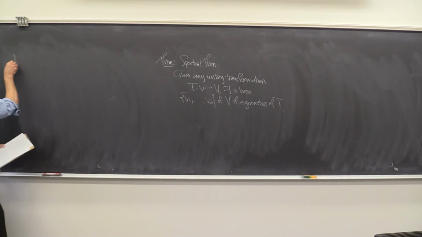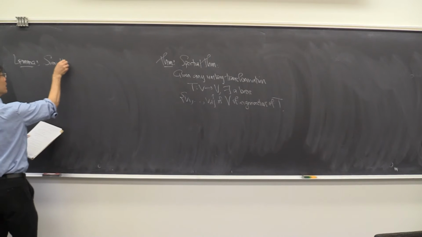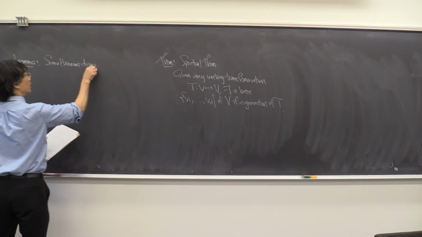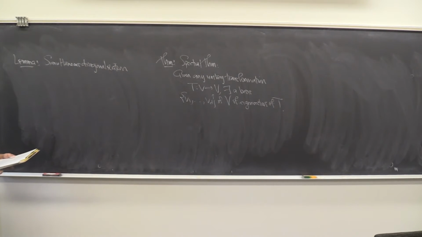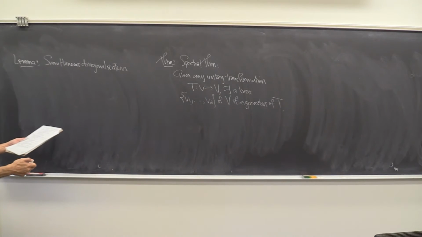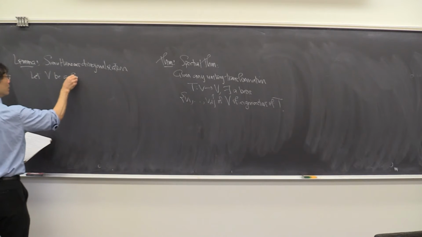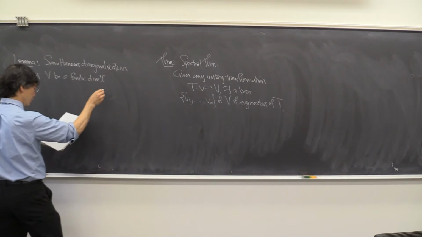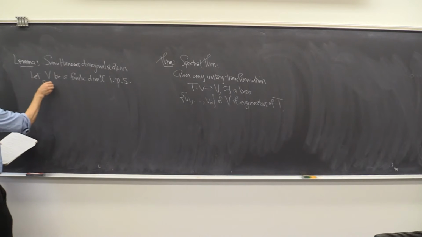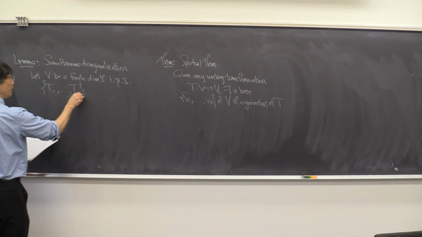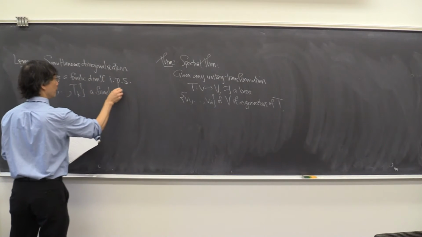Okay. So now we're going to go for this thing, which you can call simultaneous diagonalization. And you didn't take linear algebra with me, did you? No. Okay, sorry. Okay. So let V be a finite dimensional inner product space, of course. Inner product space. And suppose you have a bunch of linear transformations, a family of linear transformations.